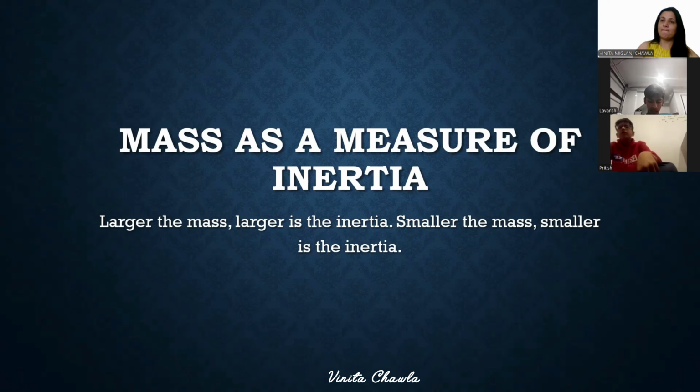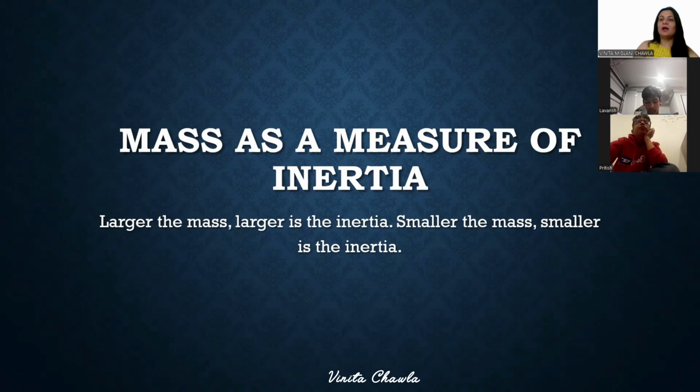The larger the mass, the larger is the inertia. It means the object which has greater mass has a greater tendency to stay in its state of motion. The one with greater mass has more tendency and can resist the change in the state of motion. And the objects which have smaller mass have less tendency to resist any change in the state of motion.